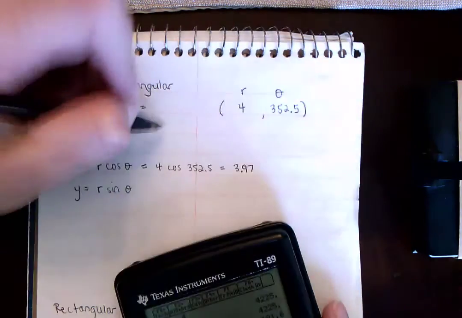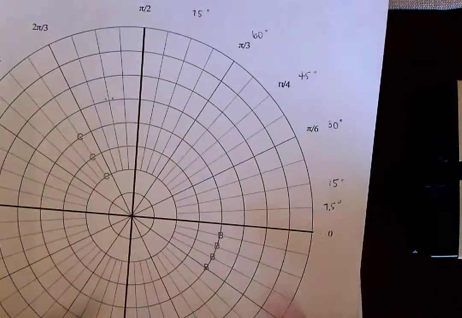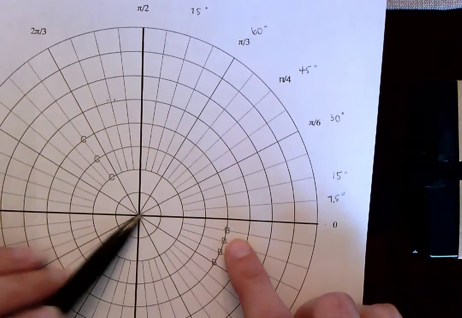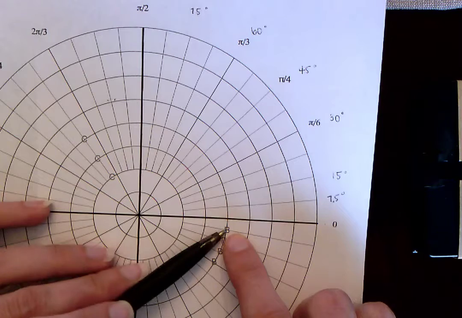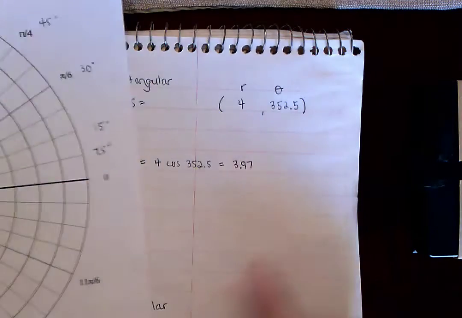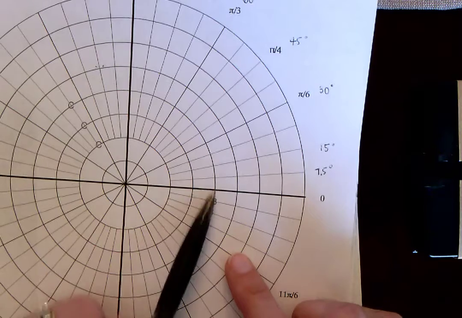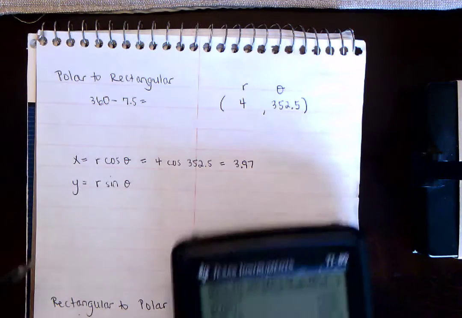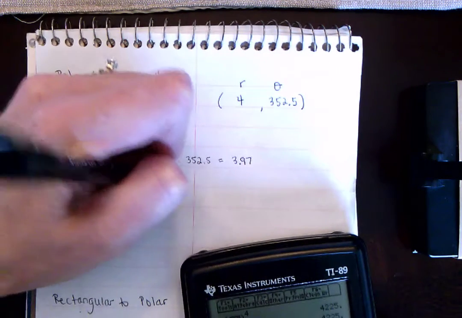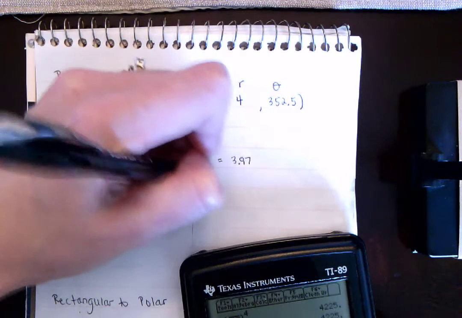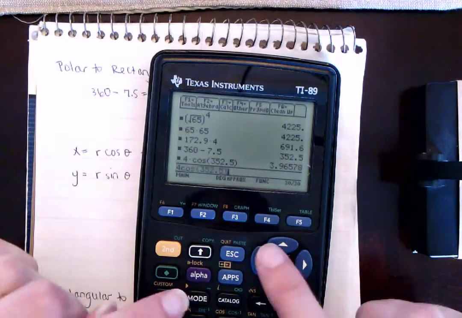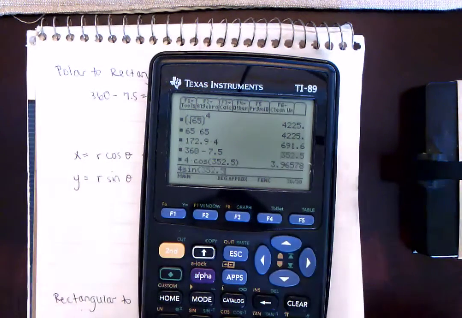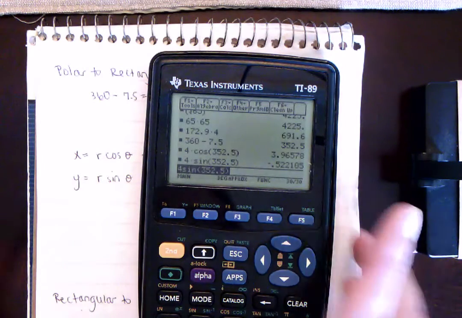Okay, and that makes sense because remember this point right here goes right about 4. It goes right, and it's really close to 4. So it's 3.97. It goes right, and then this next coordinate should be negative. So now our sine theta, we have to do 4 sine of 352.5. We get negative 0.52.